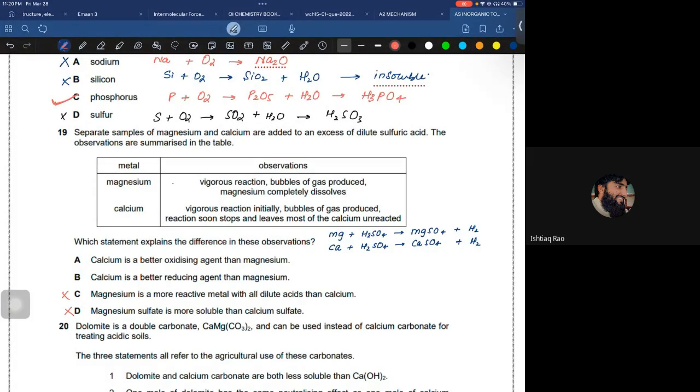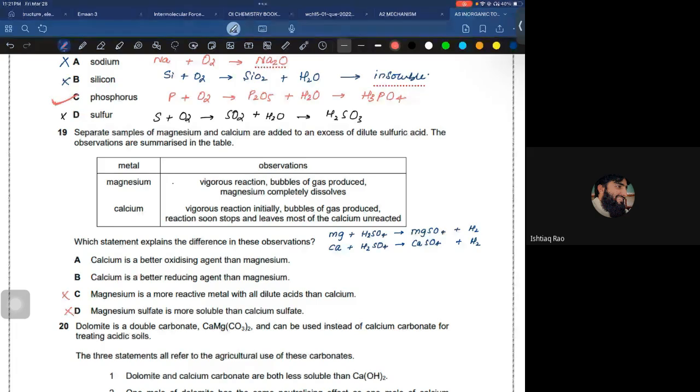I told you that the solubility of sulfates decreases down the group, if you remember. These are the main points you are supposed to note down: the solubility of group 2 sulfates decreases down the group. So calcium sulfate should be less soluble, and magnesium sulfate should be more soluble.